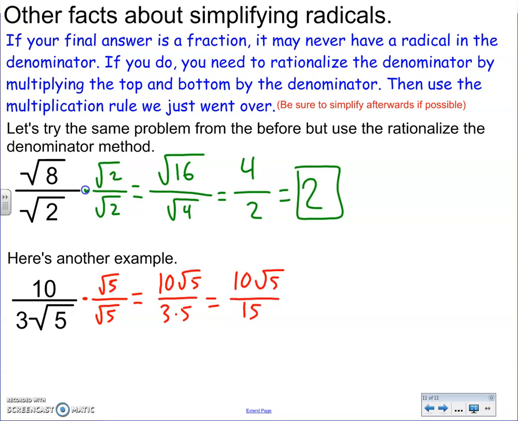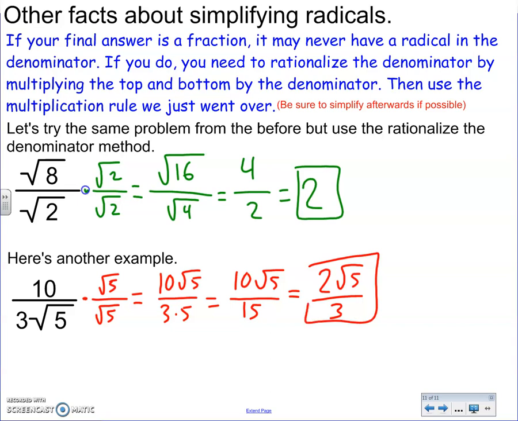Then I can reduce. So radicals can only reduce other radicals. So I don't do anything to root 5, it's done. But 10 over 15, outside numbers, they can interact with other outside numbers. So 10 divided by 15, I can divide top and bottom by 5 to get a 2 over 3. So this will be 2 root 5 over 3.